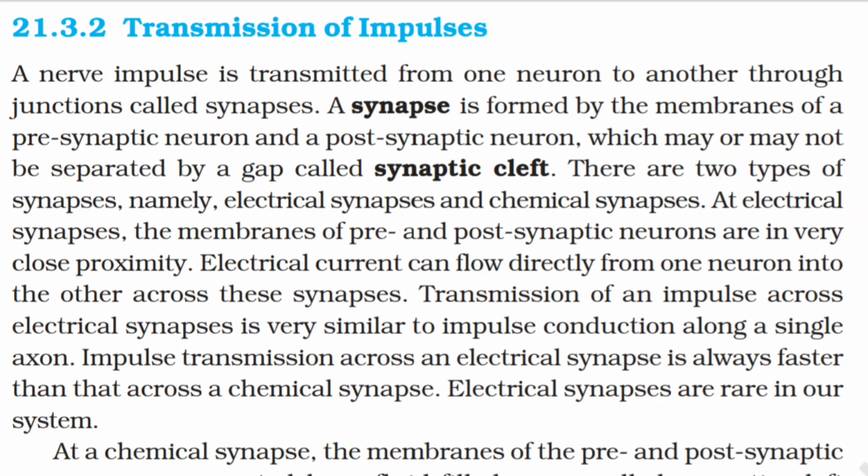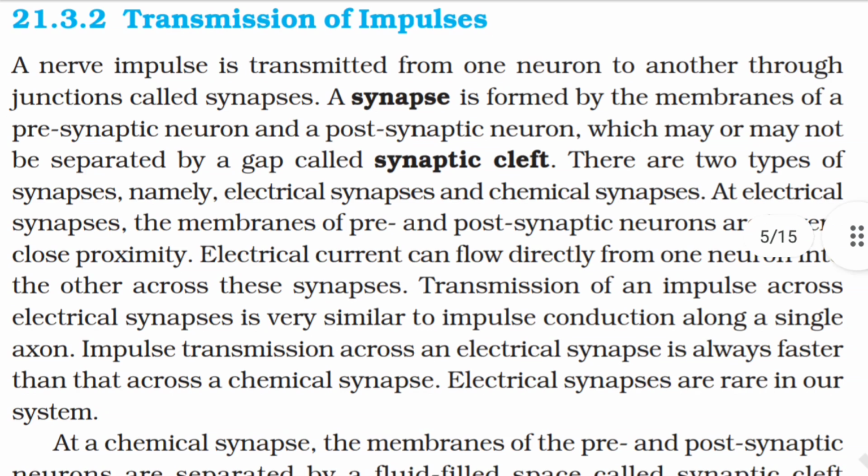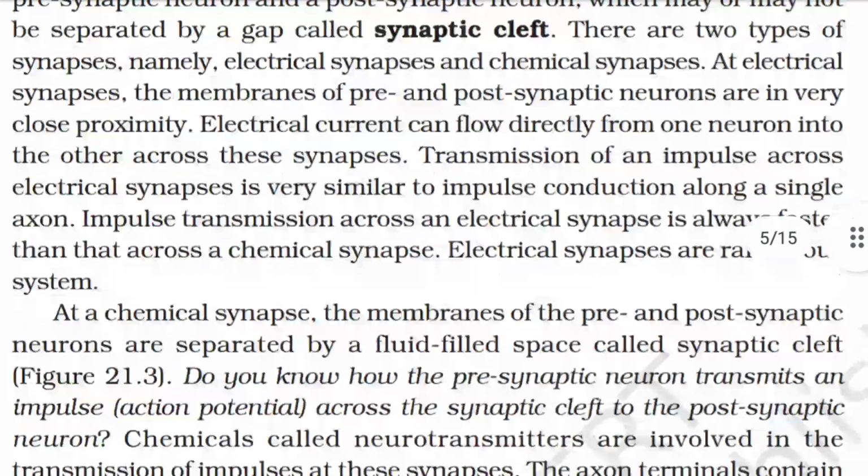At electrical synapses, the membranes of pre- and postsynaptic neurons are in very close proximity. Electrical current can flow directly from one neuron into the other across these synapses. Transmission of an impulse across the electrical synapses is very similar to impulse conduction along a single axon. Impulse transmission across an electrical synapse is always faster than that across a chemical synapse. Electrical synapses are rare in our system.